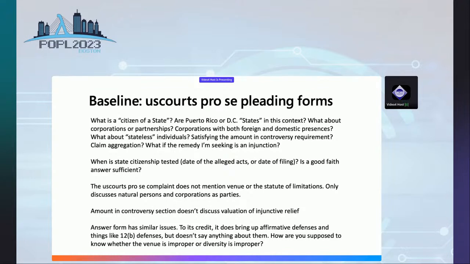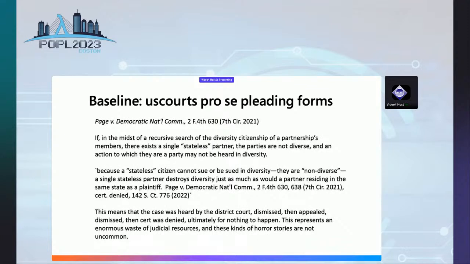The answer form they give, which is another form, has similar issues. I gotta speed up here.